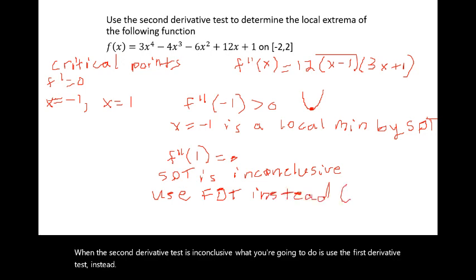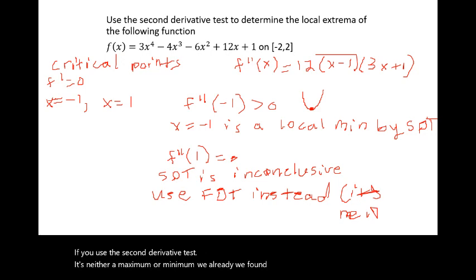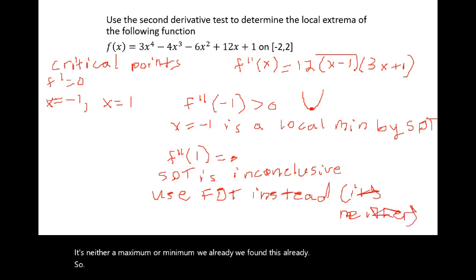If you use the second derivative test, it's neither a maximum or a minimum. We found this already. So that is one issue with the second derivative test, is that it can be inconclusive.